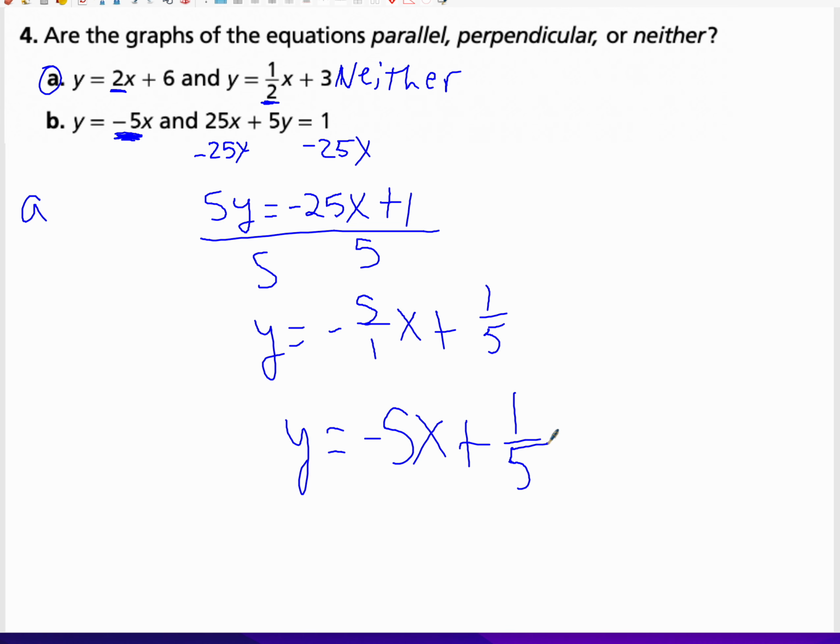Okay, so they have, boy, they're parallel and they're really close together. What's the y-intercept of this first line? Y equals negative 5x. What's the y-intercept? 0. There's no y-intercept listed, so it's 0. What's the y-intercept here? 1/5. So they're really close together, but they are parallel. Okay? So this one would be parallel.